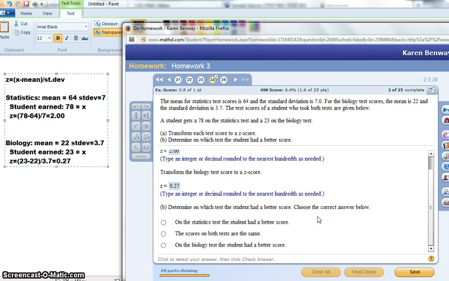Now the better score is the one that's more above average. So since the statistics test was 2 standard deviations above average, while the biology was only 0.27 standard deviations above average, compared to other people, the student scored better on the statistics test. So that's the better score.